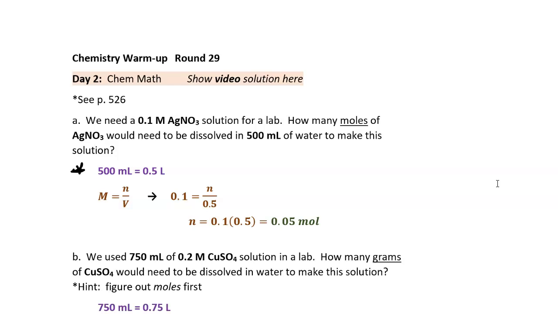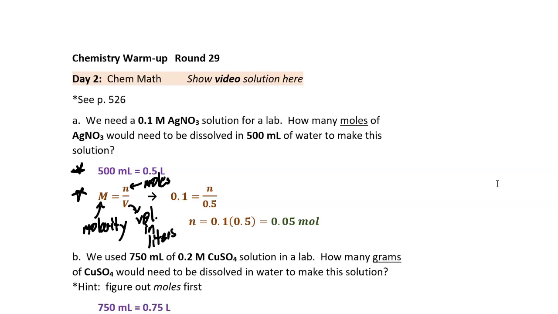Next, write the molarity formula. M equals N divided by V. M is molarity. N is the number of moles. And V is the volume in liters.